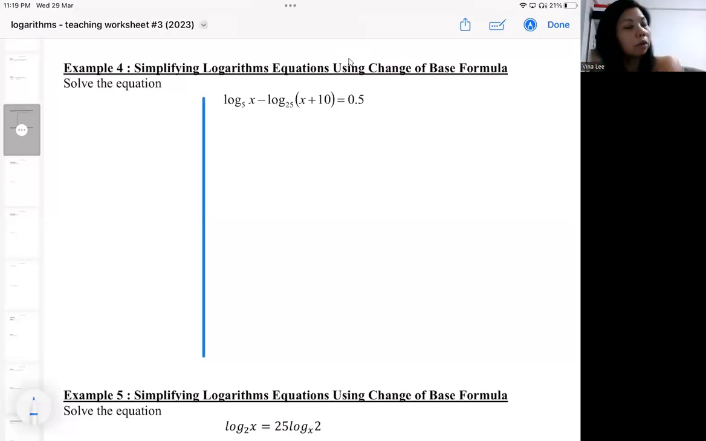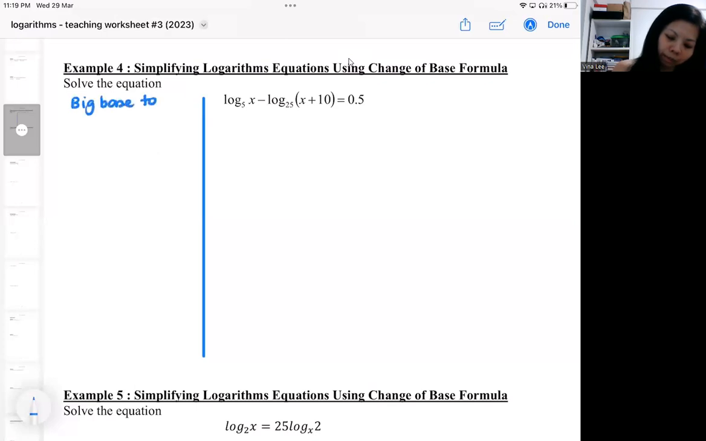So which one should you change? The guideline is we will always prefer to change the bigger base to a smaller base. So that is the first guideline.